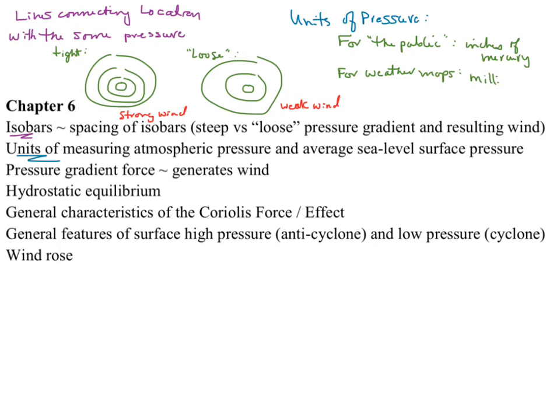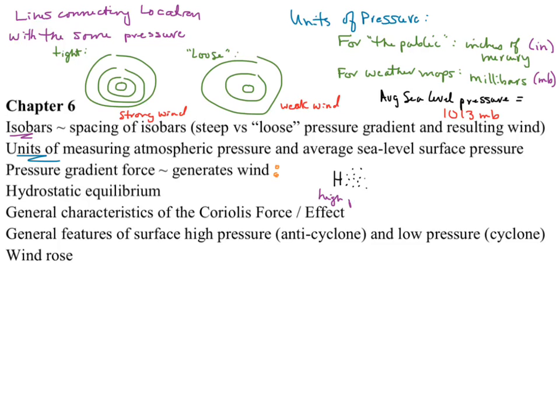But how do you measure pressure, or what units do you use? If you've been doing your weather logs, looking up everyday pressure, to the public it's usually inches, and actually that's inches of mercury. But for the weather maps, these isobars are in terms of millibars, abbreviated MB. And for your test, you're going to want to know that average sea level pressure is 1,013 millibars.